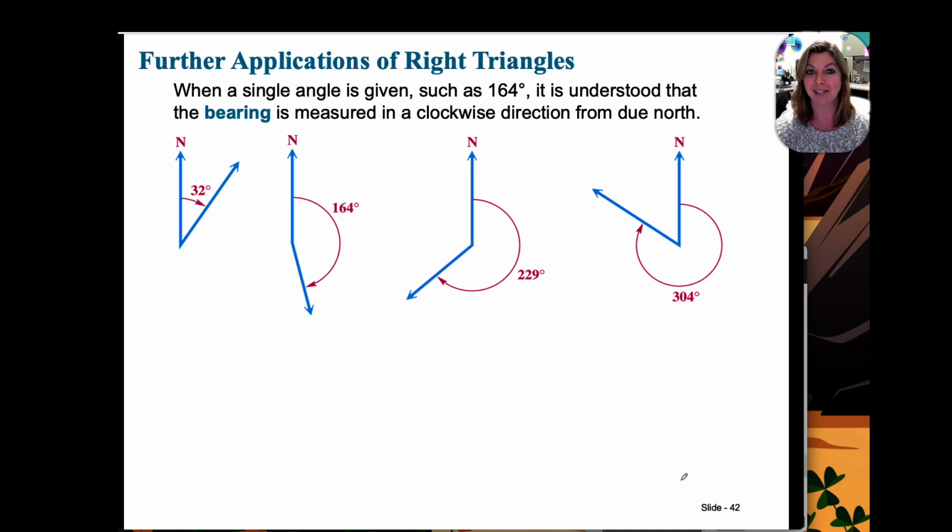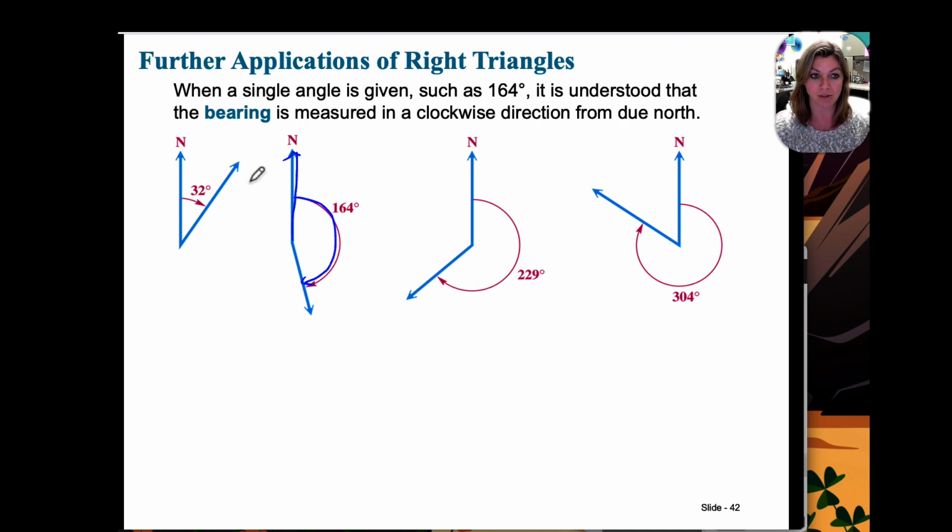Last slide, and then we'll take a break for the homework. Further applications of right triangles. When a single angle is given, such as 164 degrees, it is understood that the bearing is measured in a clockwise direction from due north. So look at these four. Which one of these do you think represents a bearing of 164 degrees? It's this one here, the second one. This is the due north, and we travel in the clockwise direction.